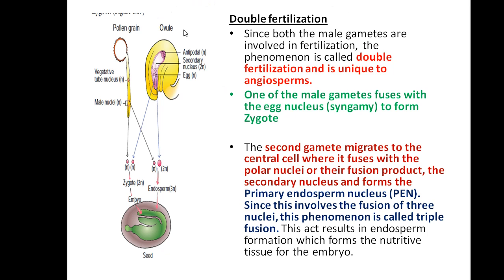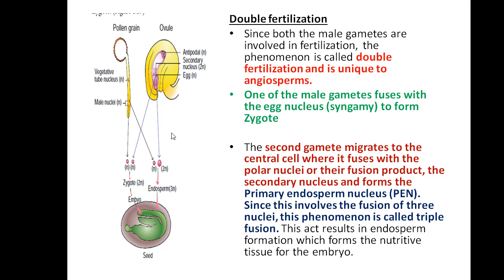Here the two polar nuclei unite to give a secondary nucleus. That secondary nucleus again unites with the male nucleus. Already two nuclei are there, each haploid, so two haploid nuclei again fuse with the male nucleus. So there is a 3N, that is three haploid nuclei. You should say this is triploid, or the triple fusion.